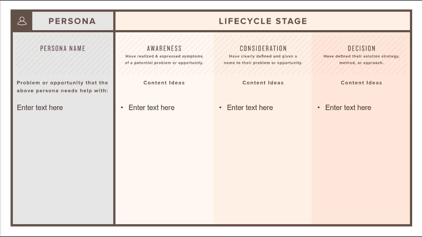So the last slide is a blank template for the life cycle stages. So the persona name goes here, and then you'll enter the text here for their problem, and you'll enter text for each one as far as marketing materials for each one of the life cycle stages. I'd like to see at least a couple of marketing ideas for each stage.